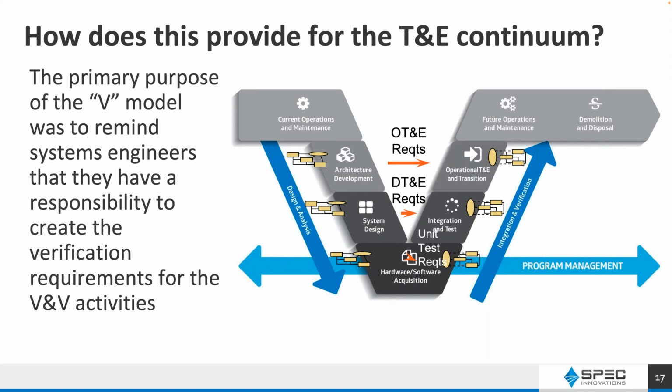Okay, so how does it provide? Again, we'll talk a little bit more about this. The primary purpose of the V, in fact, if you didn't know this, was to remind you that you're supposed to be doing things on the left-hand side as you're coming down the V that you need for the right-hand side. And particularly that always meant creating the requirements for the test and evaluation. Those would be your unit test, your operational test and evaluation, your developmental test and evaluation, your unit test requirements. All those things were requirements, so that was all requirements focus. You wrote them just as pure requirements.